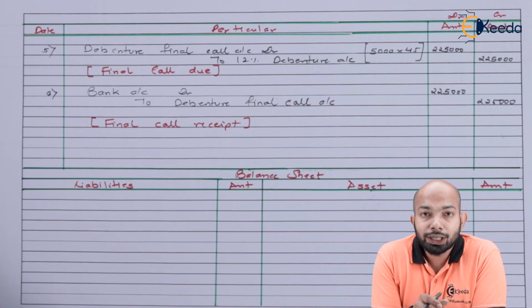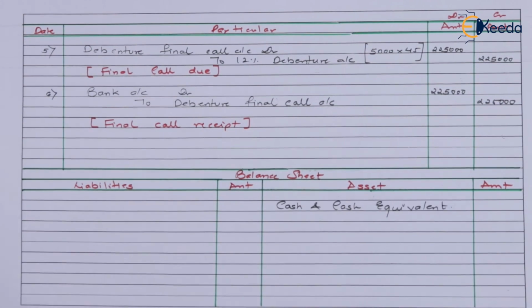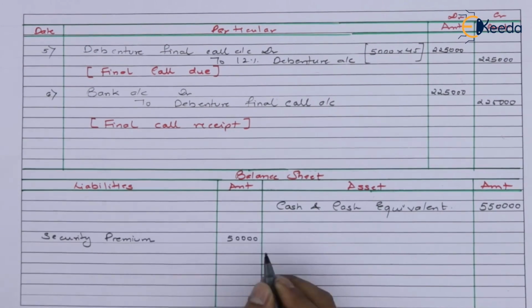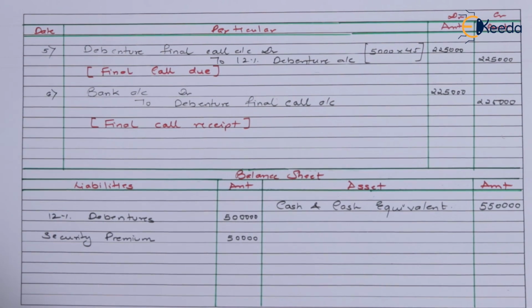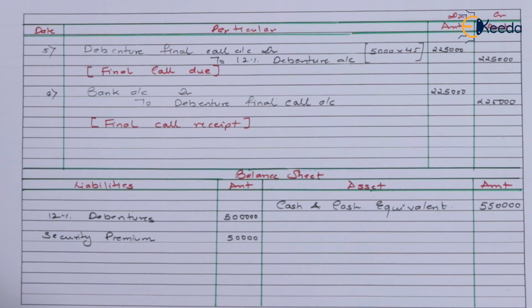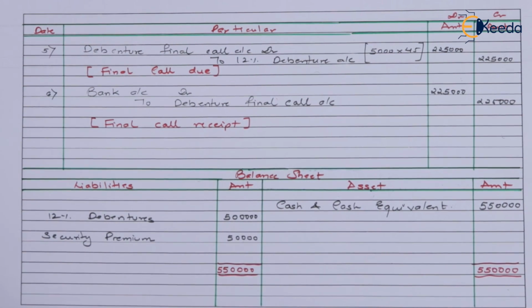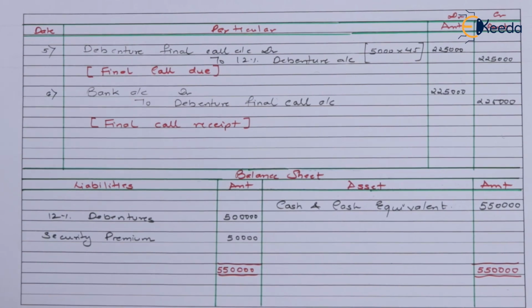The first thing that we'll be mentioning here is the bank account, that means cash and cash equivalent. The total of the balance sheet that we have figured out here is 12% debenture equivalent to 5 lakh rupees, 5,000 into 100. Securities premium is equivalent to 50,000 rupees. So the total of the liability side is 5 lakh 50,000. Similarly, on the asset side, we have cash and cash equivalent, that is bank balance, which amounts to 5,50,000. Hence, liability is equivalent to asset.